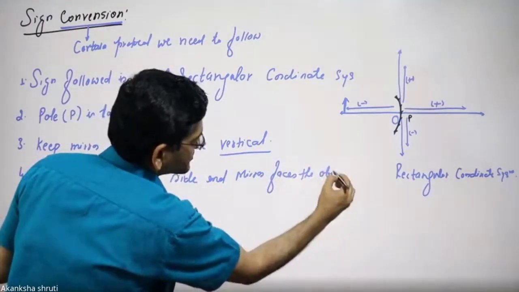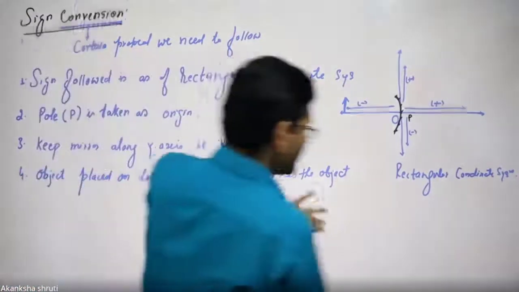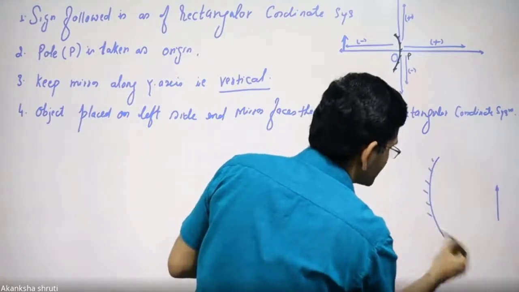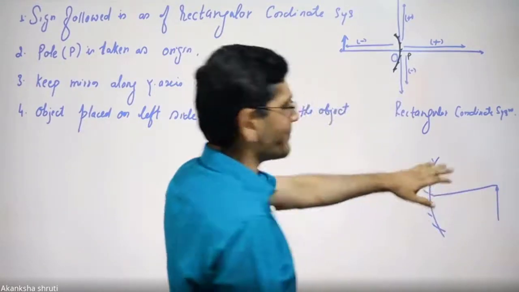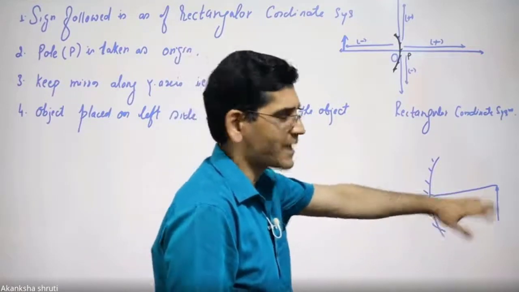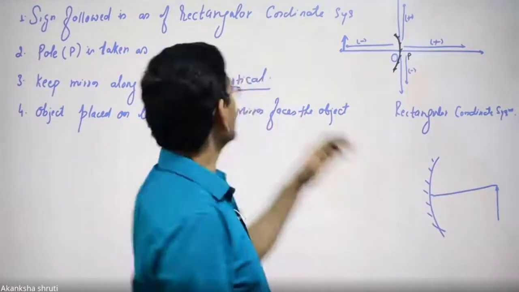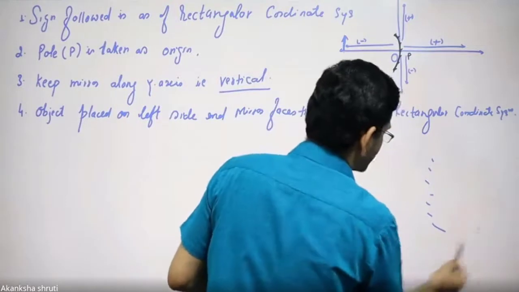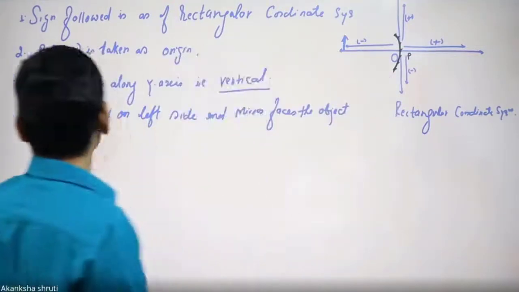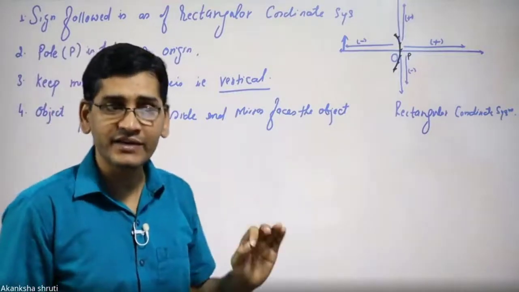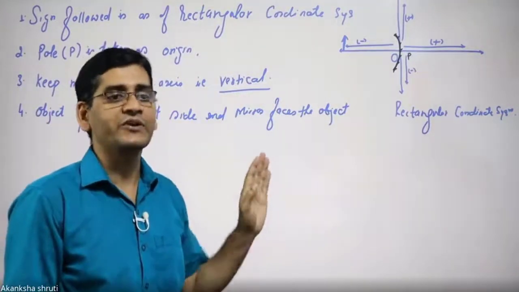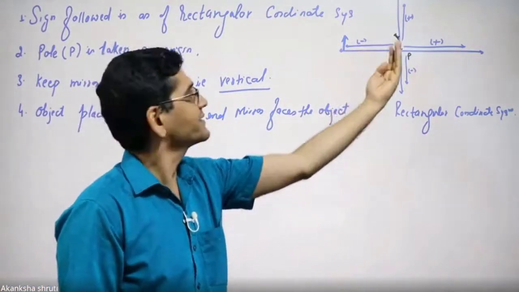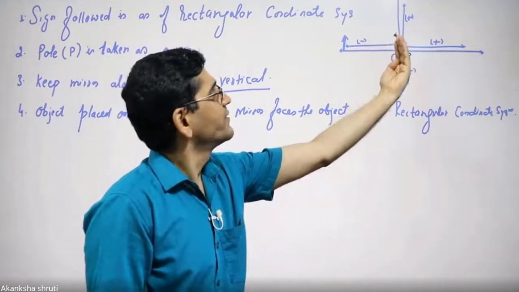Students, even if you take the object on the right hand side and the mirror facing this object this way, still this convention is applicable. We will see. Still our convention is applicable. But for easy understanding and easy analysis, this convention is adopted. And even your numericals are mostly given with the object on the left hand side. Or even if nothing is given, whether the object is on the left hand side of the mirror or right hand side, you always consider the object on the left hand side of the mirror and keep the face of this mirror facing this object.